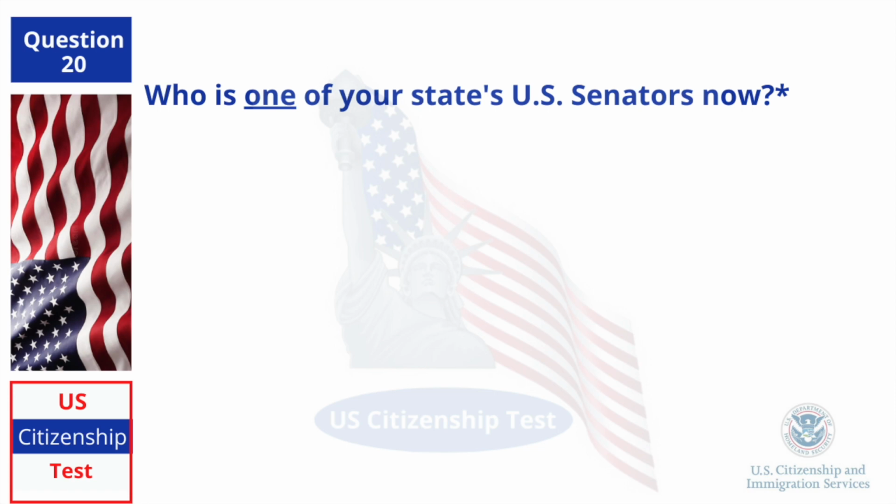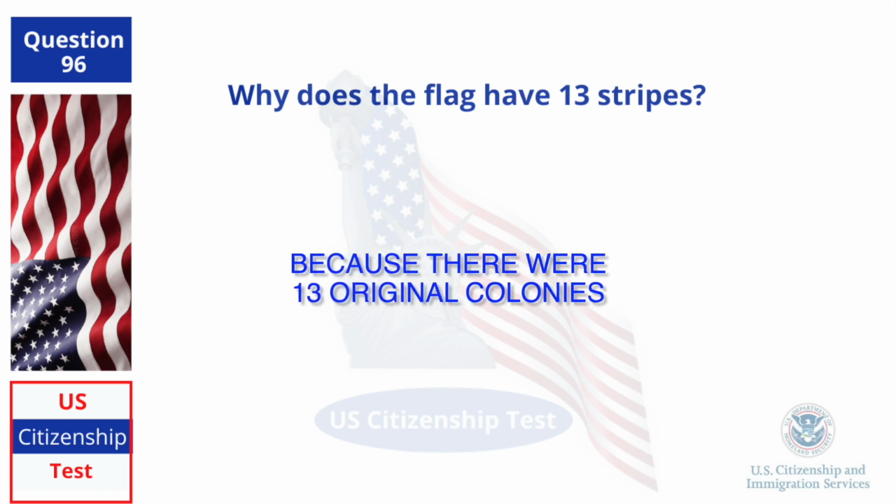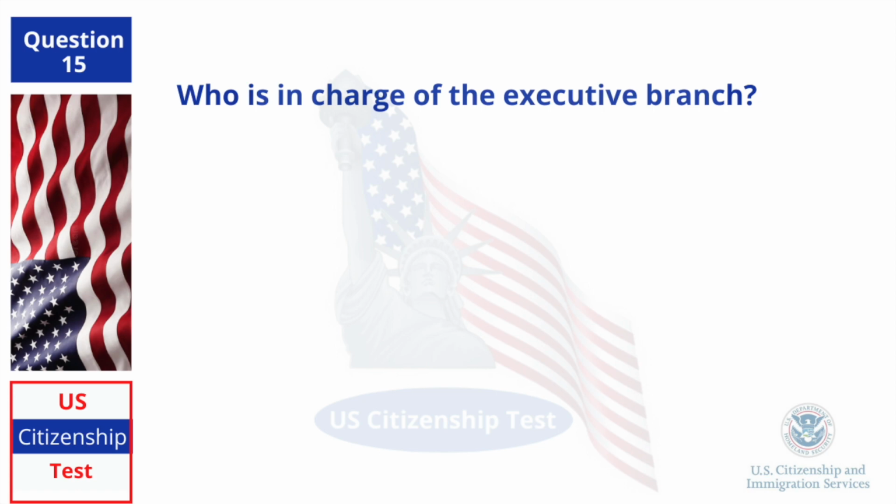Who is one of your state's US senators now? This answer will vary. Why does the flag have 13 stripes? Because there were 13 original colonies. What territory did the United States buy from France in 1803? The Louisiana Territory. Who is in charge of the executive branch? The President.